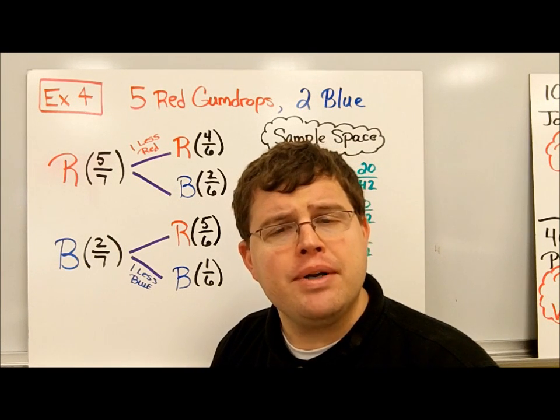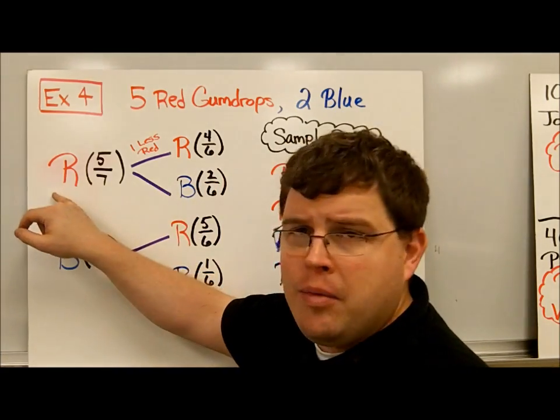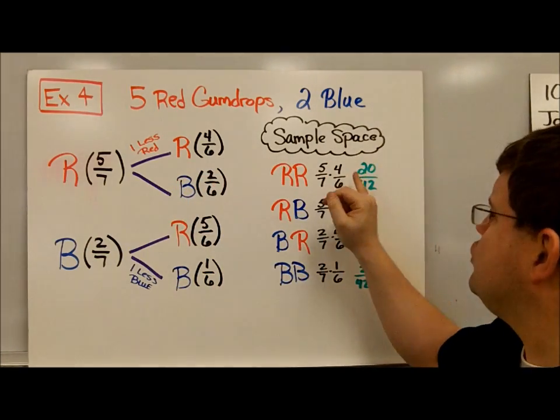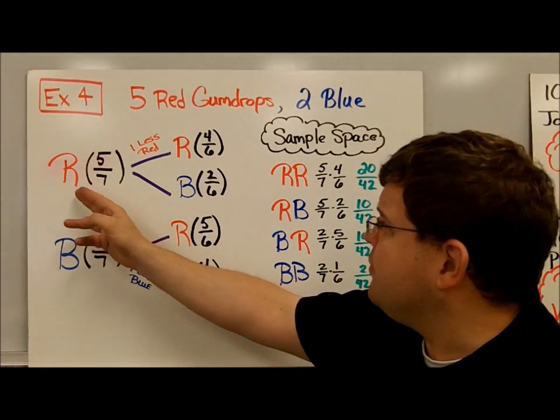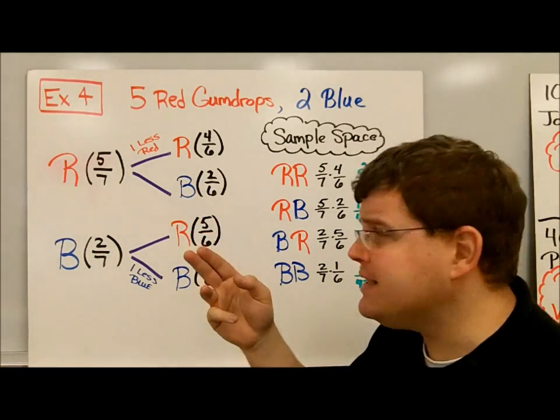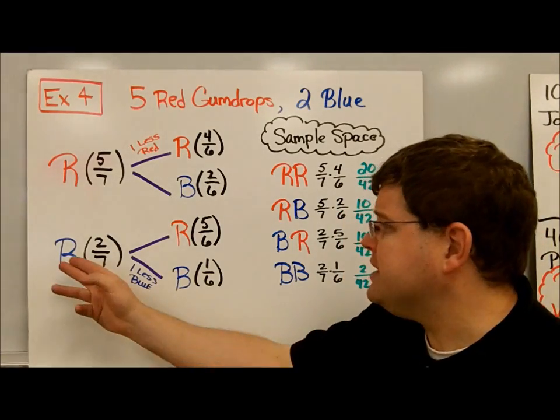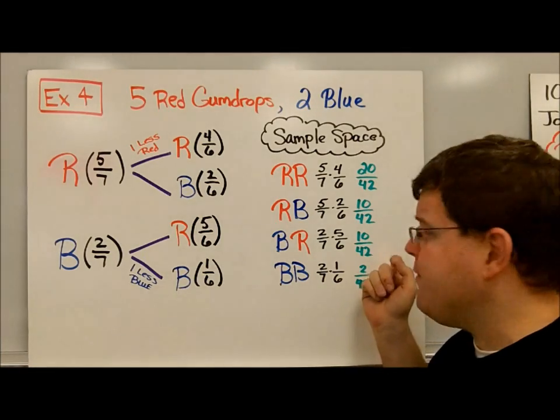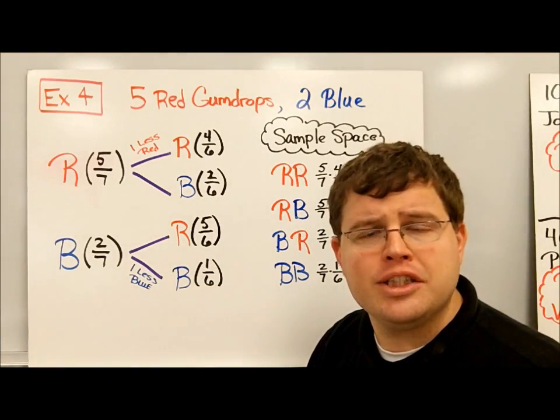Now we'll use the counting principle to write our sample space. We could have gotten a red one and a red one. That's 5/7 times 4/6. 20 out of 42 is the chances of getting 2 red. I could have done a red one and then a blue one. 5 out of 7, 2 out of 6, multiply together, that gives me 10 out of 42. I do the same for the blue and the red, and the blue and the blue, I get probabilities of 10 out of 42 and 2 out of 42. And I use that information to answer the questions that they want me to answer.